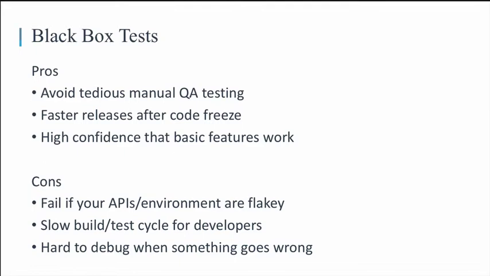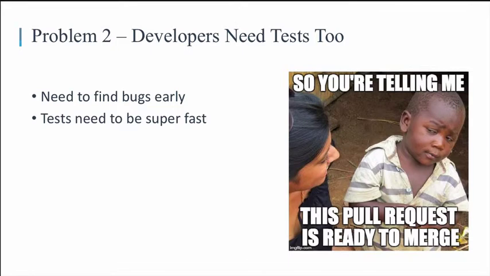Developers typically want to work on a faster build test cycle than this, so they're not going to run these kinds of tests a lot. So we're going to want to do something a bit better for developers. And when one of these black box tests goes wrong, it can be really hard to figure out exactly why it went wrong. So that brings us to our second problem.